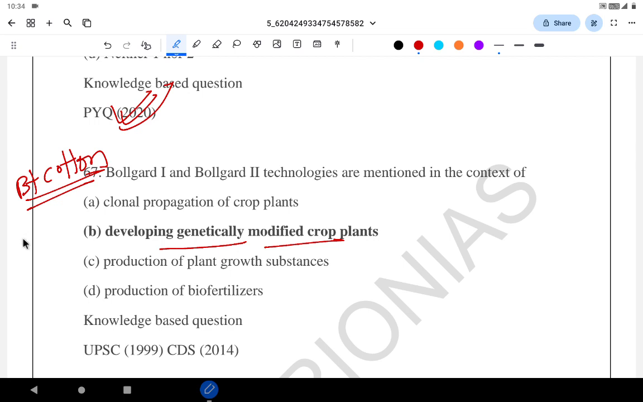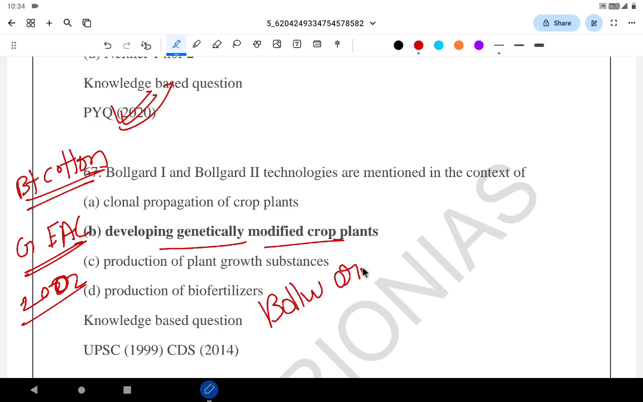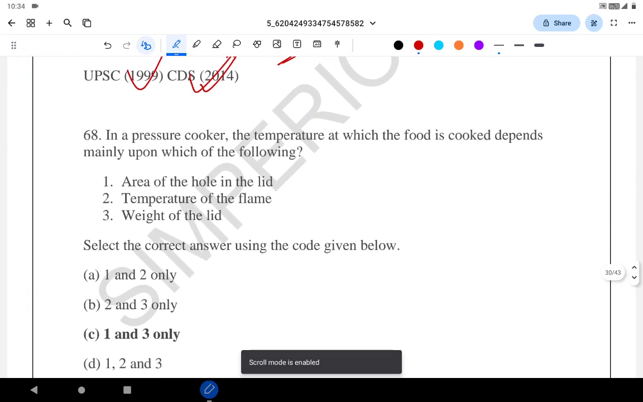BT cotton commercial agriculture was allowed in India by the Genetic Engineering Appraisal Committee from 2002. The BT refers to Bacillus thuringiensis. Mainly Bollgard 1 and Bollgard 2, the BT cotton, were developed against bollworms. Questions regarding BT cotton were asked in 1999 and also in 2014. Let's go to the next question.